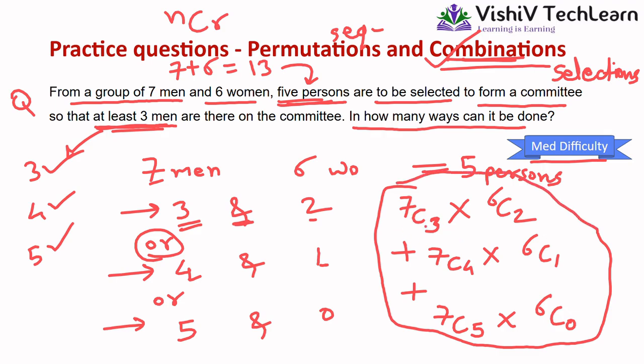So how to calculate 7C3? I hope you know the formula. Here I can write it down. nCr is n factorial upon (n minus r) factorial into r factorial. So using this formula you can calculate this plus this plus this. I hope you will be able to do this, and once you calculate it you can post the answer in the comments. So let's go to the next question.